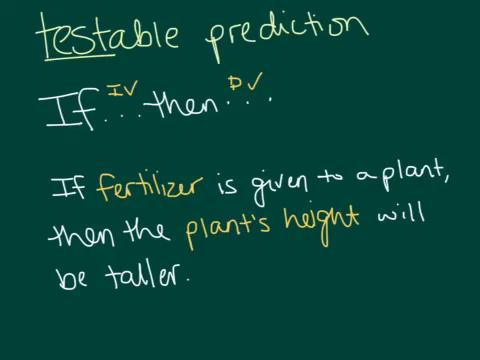We have the if-then format. Okay, we have the independent variable, fertilizer. We have the dependent variable, the height of the plant, and its prediction. We're saying if you give fertilizer to the plant, it will be taller. And then you could also think about the inverse. If fertilizer is not given to a plant, then the plant's height will be shorter. So that's how you write a hypothesis. Pretty straightforward. We'll get a lot of practice, and then you'll be writing them throughout the year.